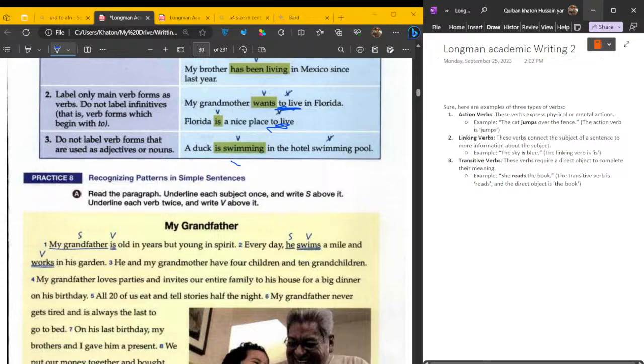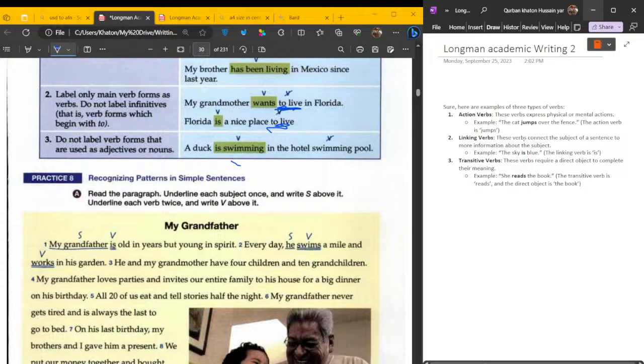Okay, read the paragraph, underline each subject once and write S above it. Underline each verb twice and write V above it. Okay, so my grandfather is old, old in years but young in spirit. Every day he swims a mile and works in his garden.